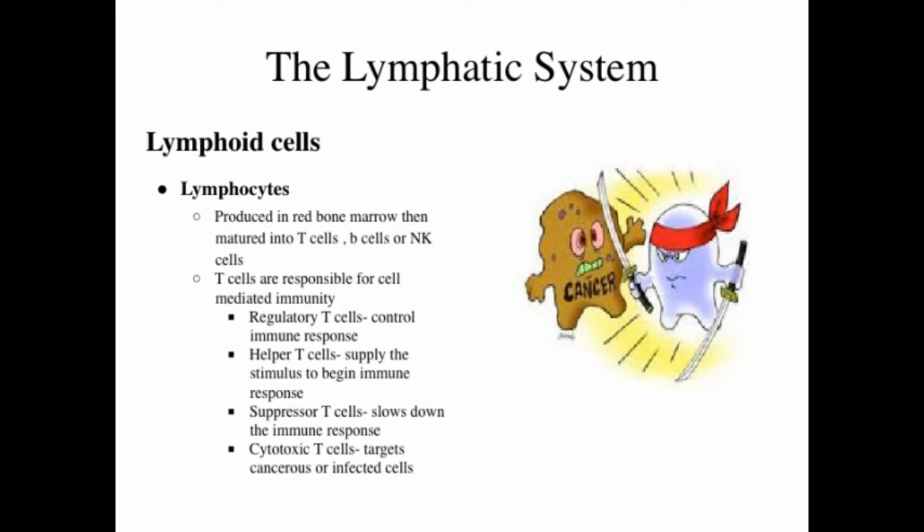T cells manage the immune response, and some directly attack and destroy infected cells. Regulatory T cells control the immune response. Helper T cells are very important. They also supply the stimulus for immune response. There are also suppressor T cells that slow down the immune system, and the cytotoxic T cells that target and destroy cancerous or infected cells.